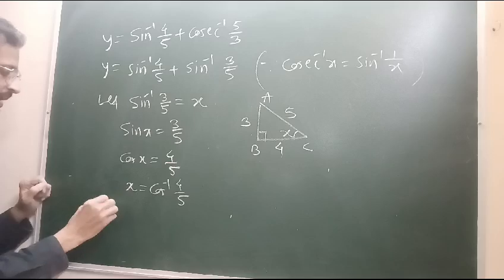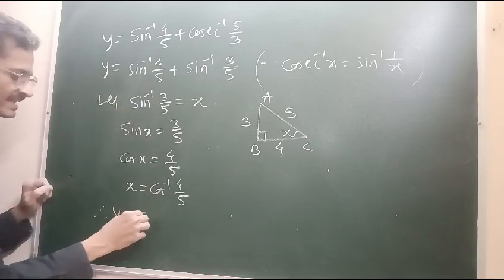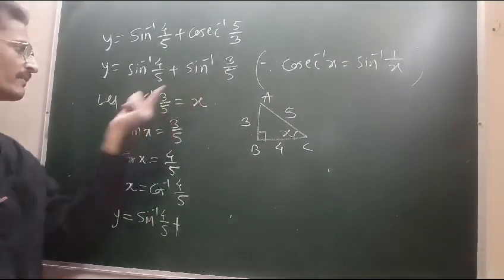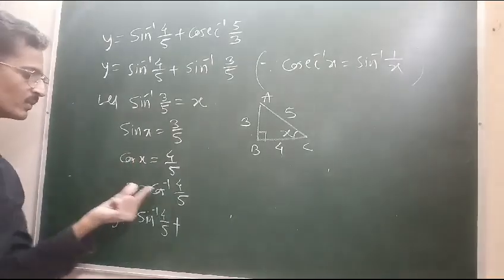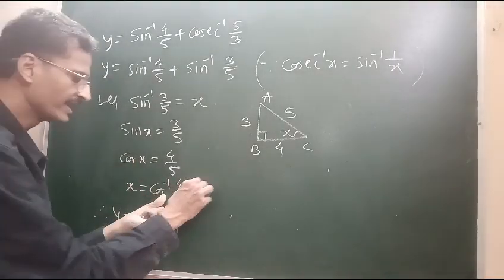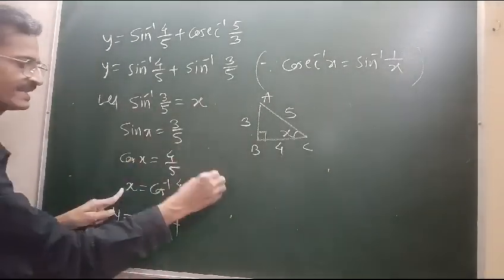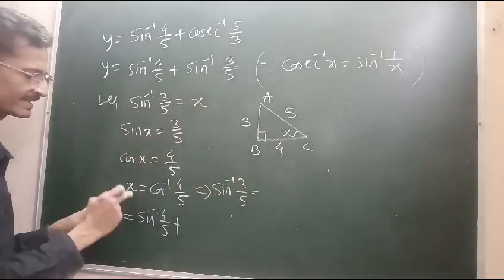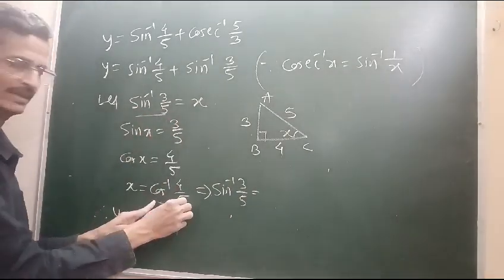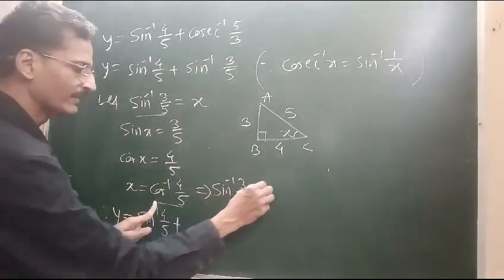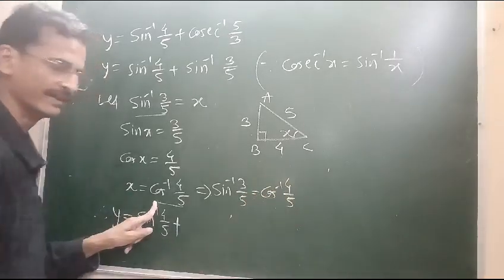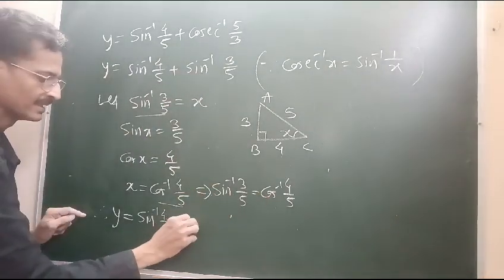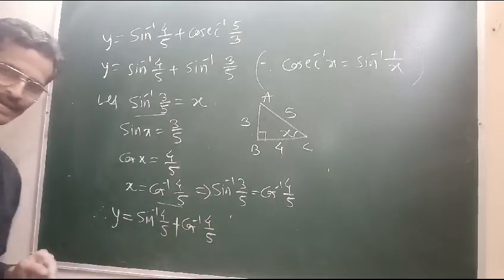And therefore this y we can write as sine inverse of 4 upon 5 plus, now this sine inverse of 3 upon 5 is what? x. And x is cos inverse of 4 upon 5. So here also you can change this. This x we write as sine inverse of 3 upon 5. Sine inverse of 3 upon 5 is x and x is equal to this. So these two are equal. So sine inverse of 3 upon 5 is equal to cos inverse of 4 upon 5. So change this: sine inverse of 3 upon 5 write as cos inverse of 4 upon 5.